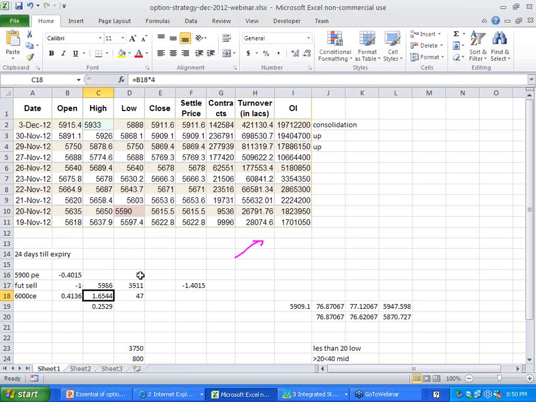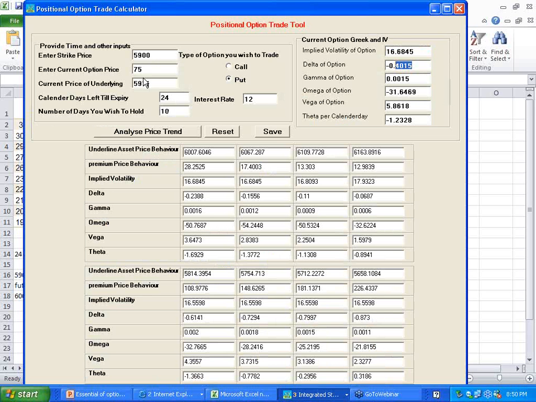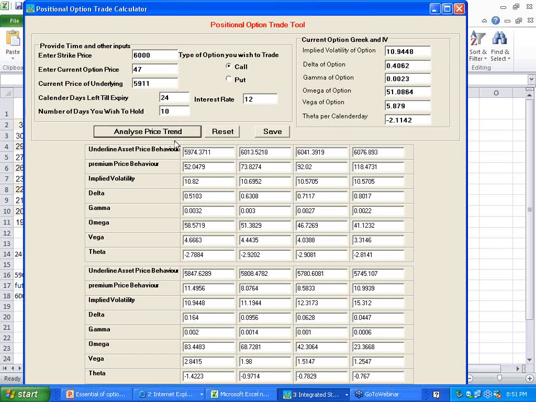I sold a put option. So assuming that put option's entire money I am getting as a profit, my future will be profitable till 5986. If it moves beyond that, then I will be at a loss. For that reason, I have taken a cover at the 6000 call option, which is at 47. I have derived the 6000 call option here, which is quoting at 47, and I have taken a call option here, analyzing the price trend.